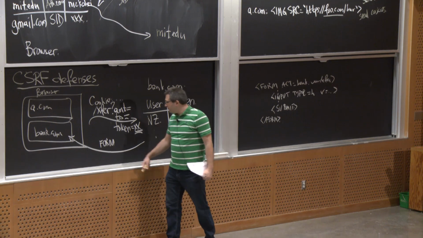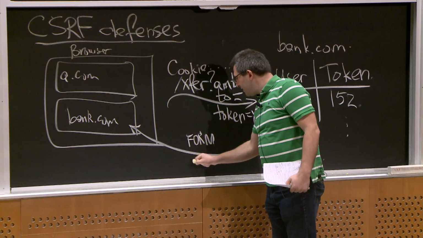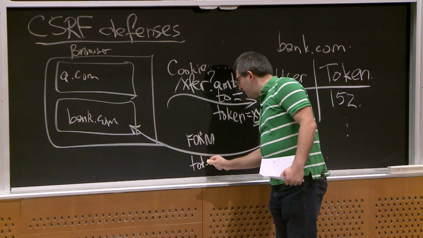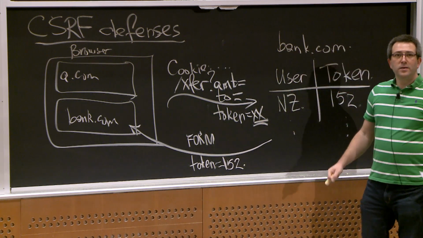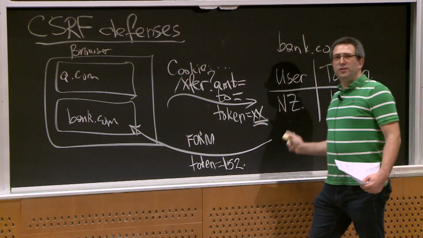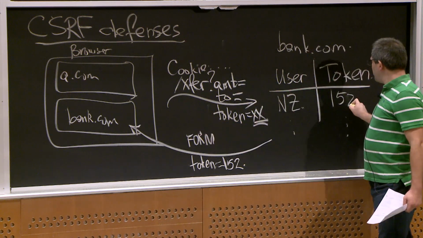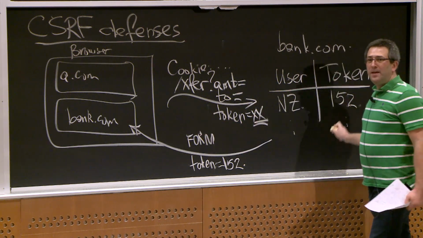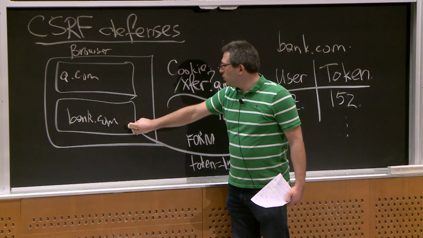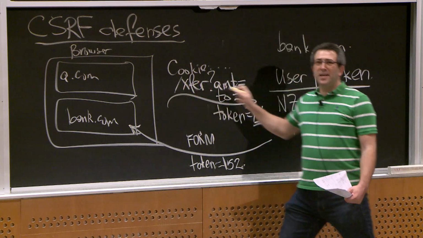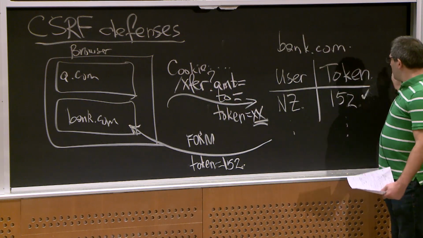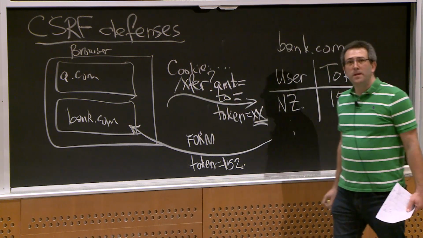And one of the fields in the form is actually going to be a hidden field with this token value equal to whatever is stored in the database for your username. So when the bank sends me the page in the first place, it fishes this random value out of the table. And now my bank.com window has this as part of the form. When I submit it, it'll go to the server. The server will check, all good, allow the transfer.